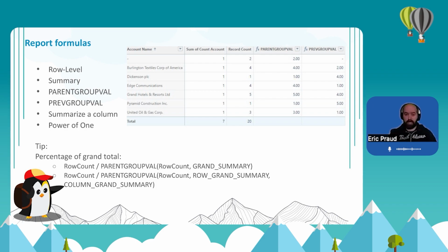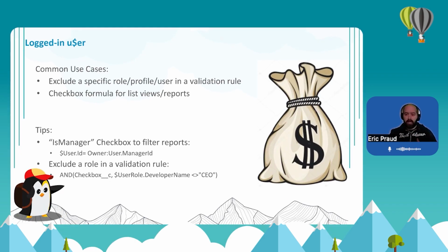And finally, as per my first slide, do not forget about the power of one formula. Here's something that quite a few people are unaware of. The $ in a formula references the logged-in user. It can be very handy in a few scenarios, like excluding a specific role or profile or user in a validation rule, or having a checkbox formula used as a filter in a list view or a report. For example, if you want a list view of your subordinates' records, you can create an is manager checkbox.